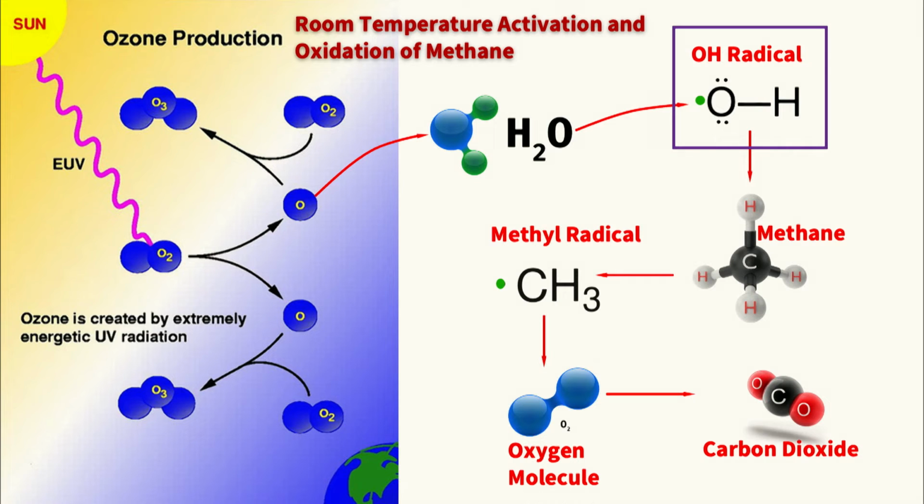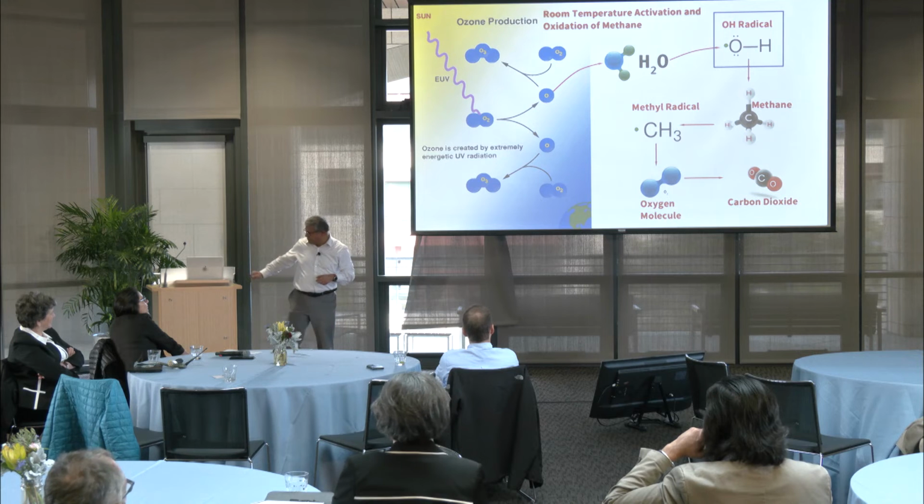And there's a whole chain reaction that happens. I won't go into the details, but eventually it forms CO2. So that's how nature does it. And the question we asked is, can we emulate nature? Well, one way to do that is to put a lot of ozone in the atmosphere, which is a really bad idea because it's a greenhouse gas. So how else can we form these OH radicals?